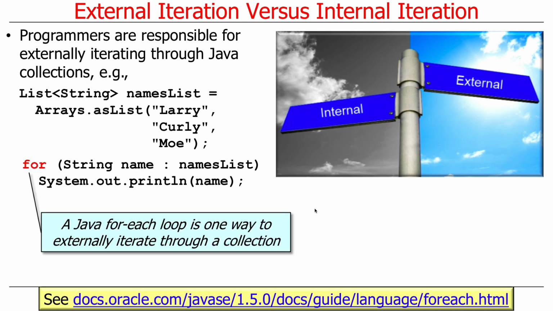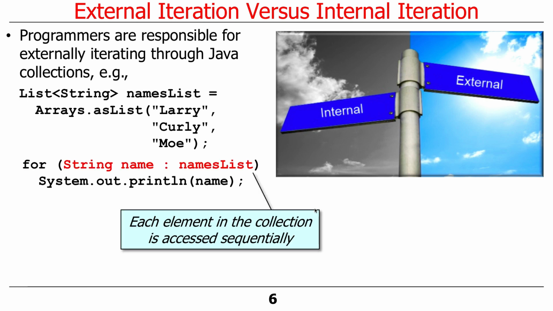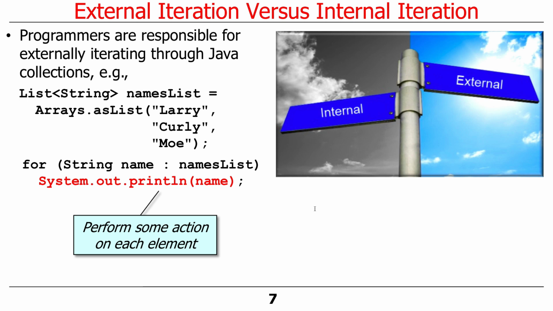Well, here's a real simple example. So we've got ourselves a list of names, which we get from an array. And now we're going to use the Java for each loop in order to walk through every element in our list, every name in our list. And we do this sequentially. And we go ahead and do something to each element. In this case, we're going to print out the name. So that's one example of so-called external iteration. That's the for each loop variant.